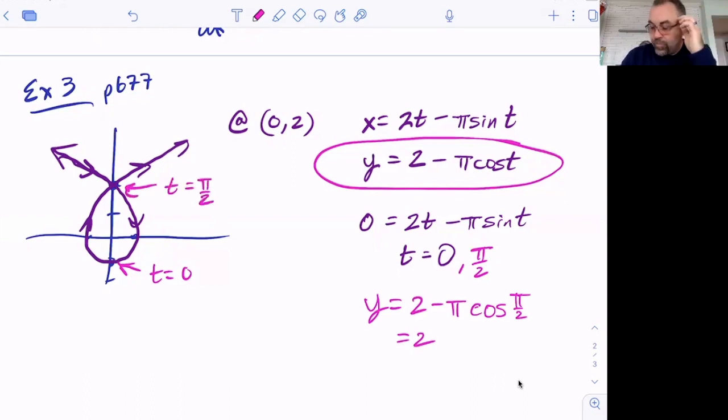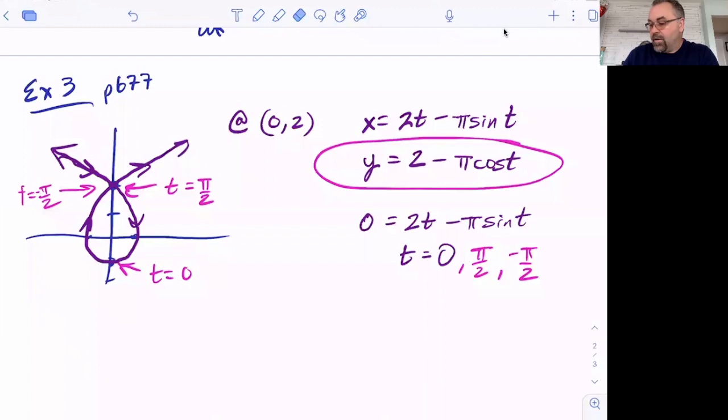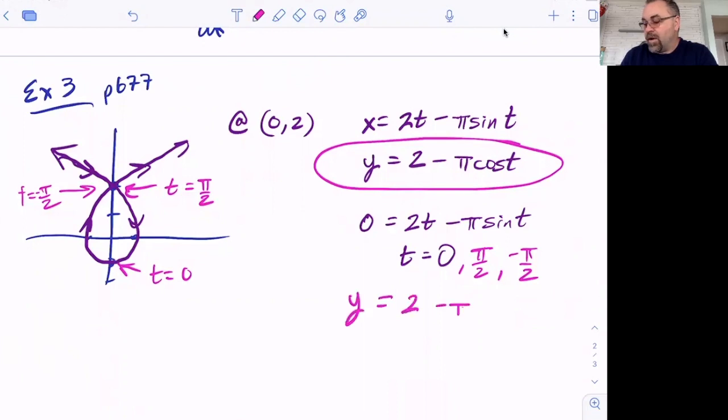What's another value where it would equal that? Well, if you were thinking negative pi over 2, you'd be right on the money. And if we look at when t is negative pi over 2, you can see that y is 2 minus pi cosine of negative pi over 2, which also gives us 2. So we have ourselves the points negative pi over 2 and positive pi over 2.